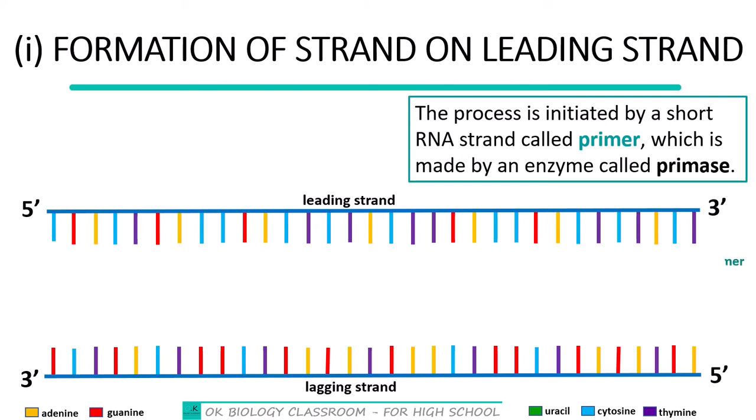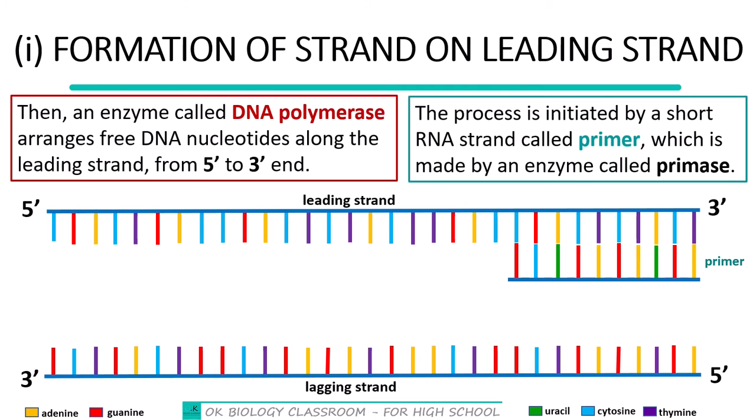Let us consider the leading strand. What would happen next is that this primer would be attached to the 3' end of the leading strand. So like this. Now, after the primer has been attached to that end of the leading strand, the next action is that an enzyme called DNA polymerase would now be attached to the end of the primer. So like this.